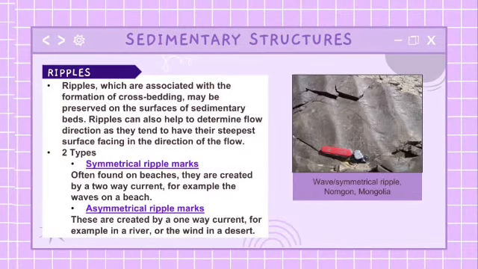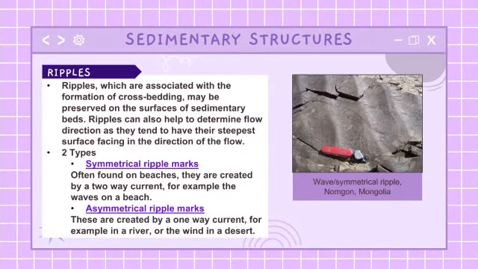The next one is ripples. Ripples are associated with the formation of cross-bedding. And ripples can help determine the flow direction as they tend to have their steepest surface facing in the direction of the flow. There are two types of ripples, symmetrical ripple marks and asymmetrical ripple marks. Symmetrical ripple marks are often found on beaches, and they are created by a two-way current, for example, the waves of the beach. While asymmetrical ripple marks are created by one-way current, for example, in a river or the wind in a desert. So, here is an example of symmetrical wave ripples in Namgon, Mongolia.